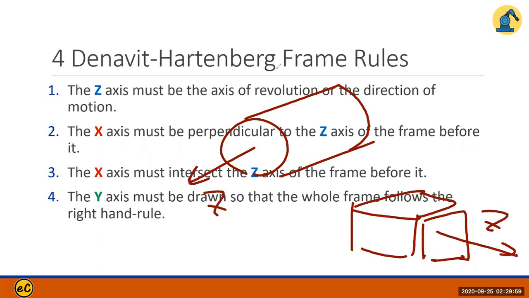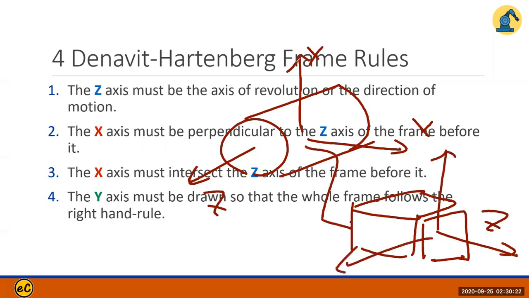Then the second one, we have the x direction. The x direction is kept perpendicular to it. So basically, you can be here, you can be here. And one more thing: if we have 2 frames, and here we set up x, this x must not be perpendicular to the previous frame. That's rule number 3.